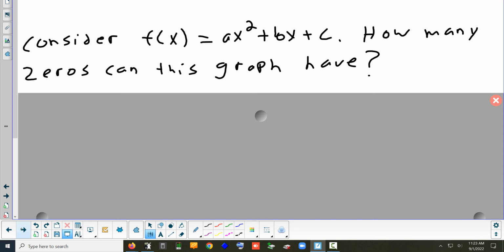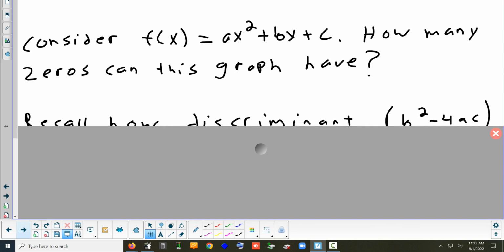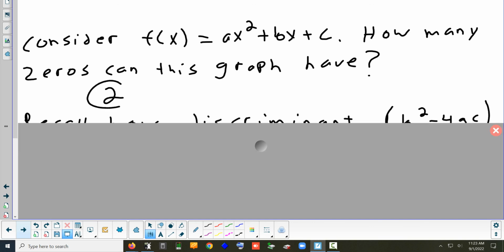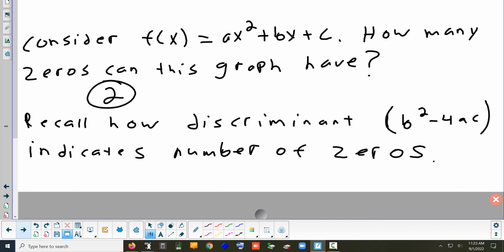Okay, so let's jump up to quadratics. I kind of already answered this, but how many times can a parabola cross the x-axis? Yep. Up to twice. Twice is not a guarantee. I'm not saying every parabola crosses twice. I'm saying it can cross up to two times. Now remember, if all you want to find is how many times a parabola crosses the x-axis, the discriminant will tell you that.